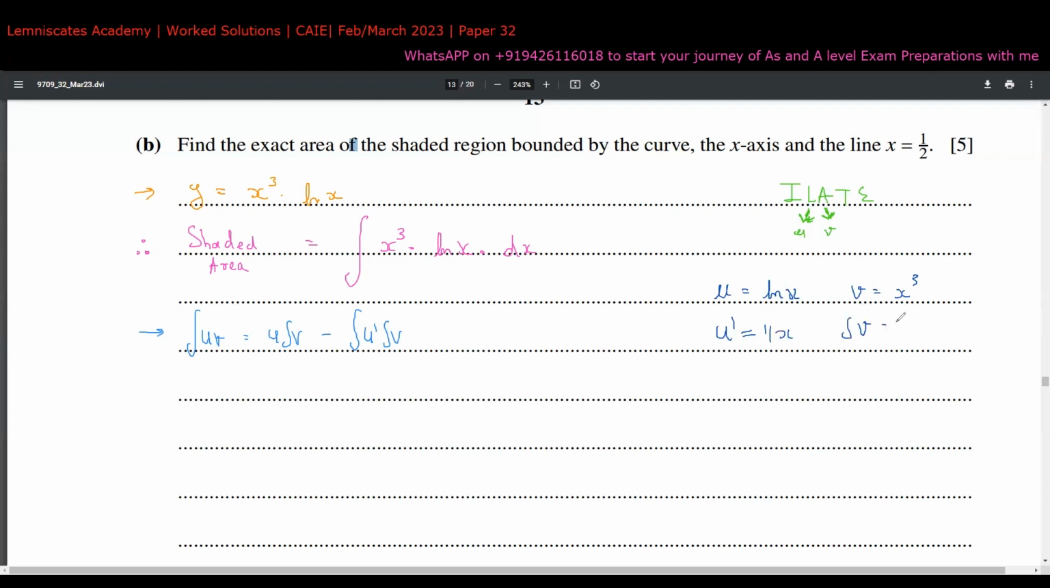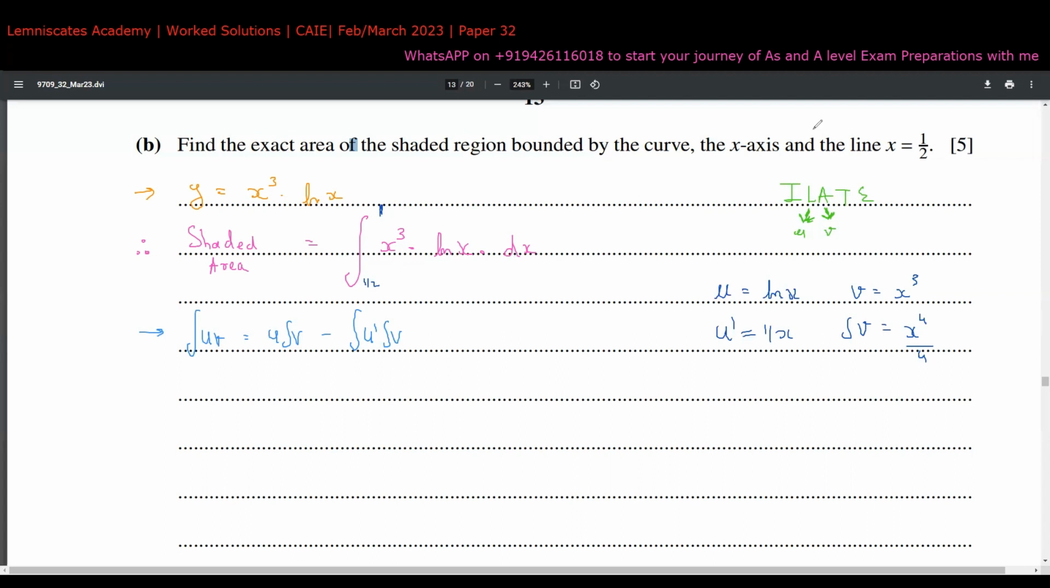What's the integration of v? It's x power of 4 divided by 4. That's enough. You don't need to bring the integration constant over here. That would be getting rid of because we are also having this kind of limits that is from half to 1. So we don't need the integration constant in any way.